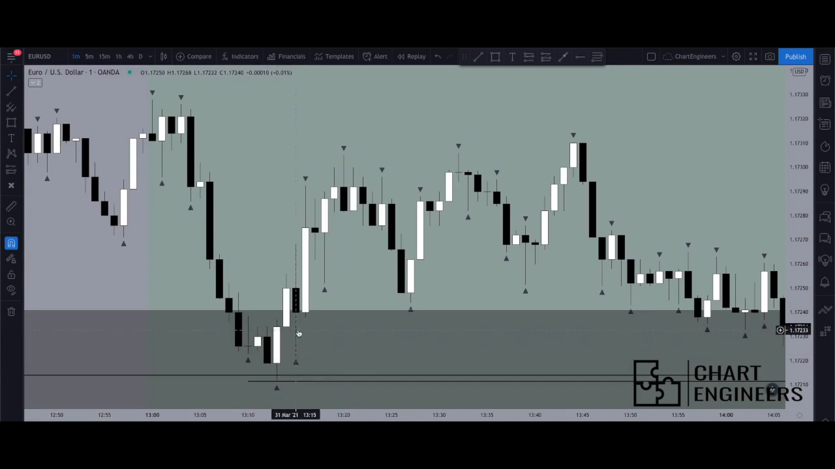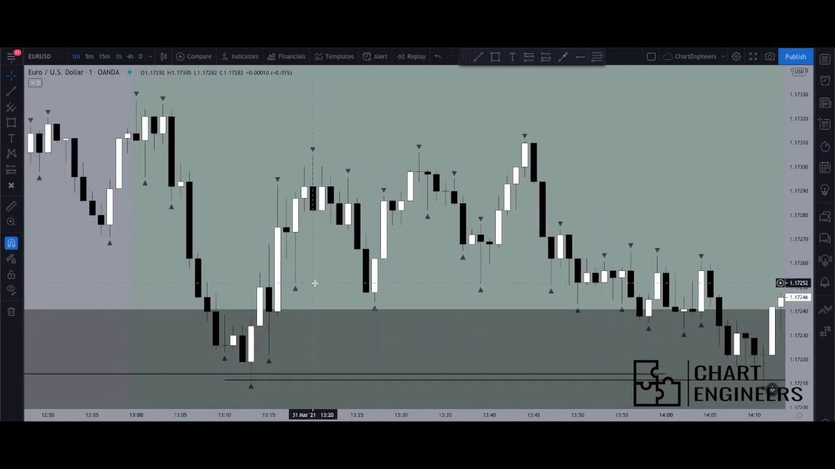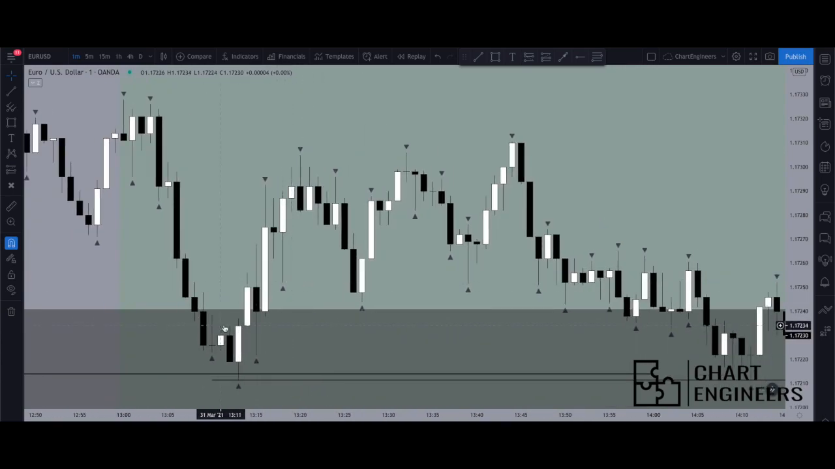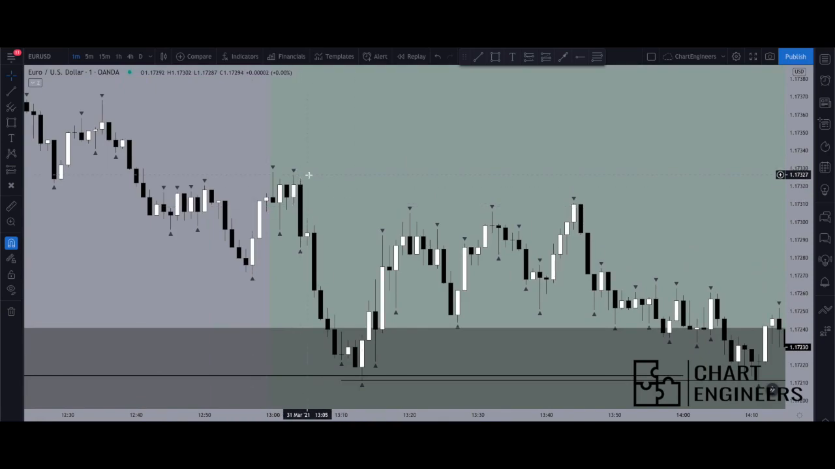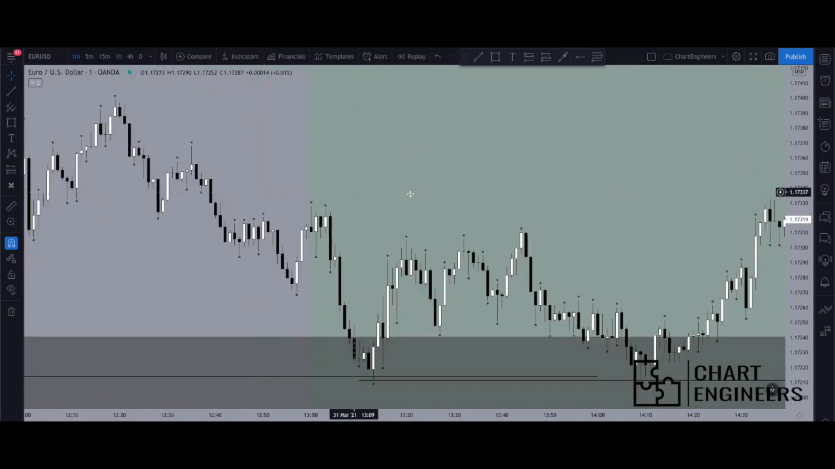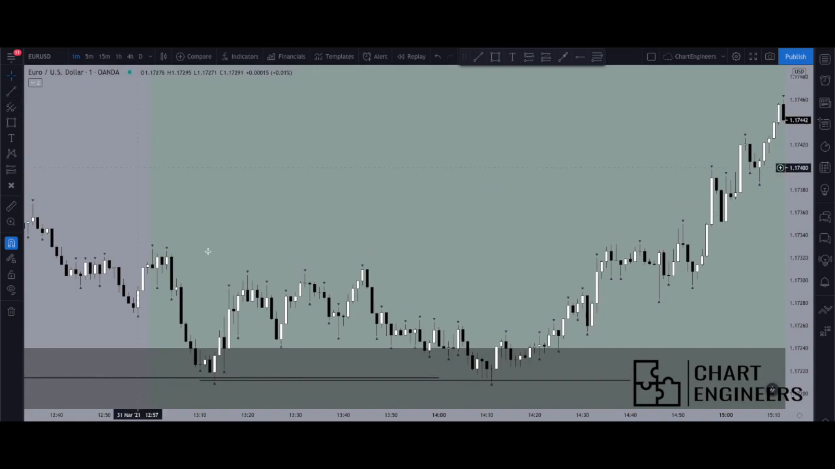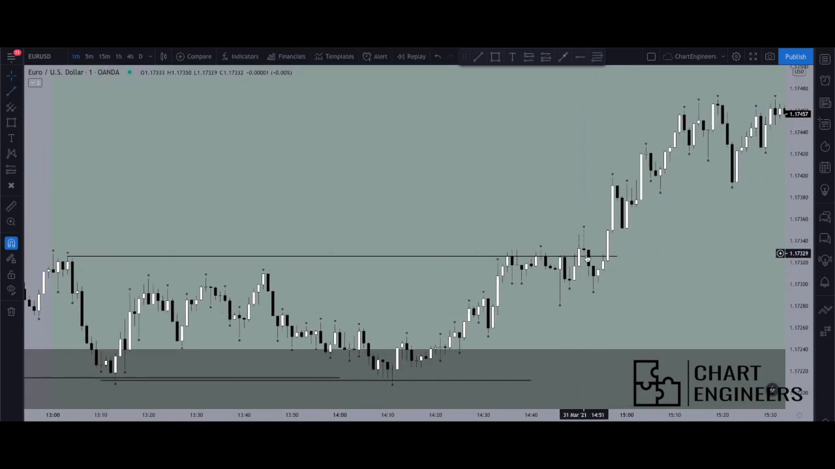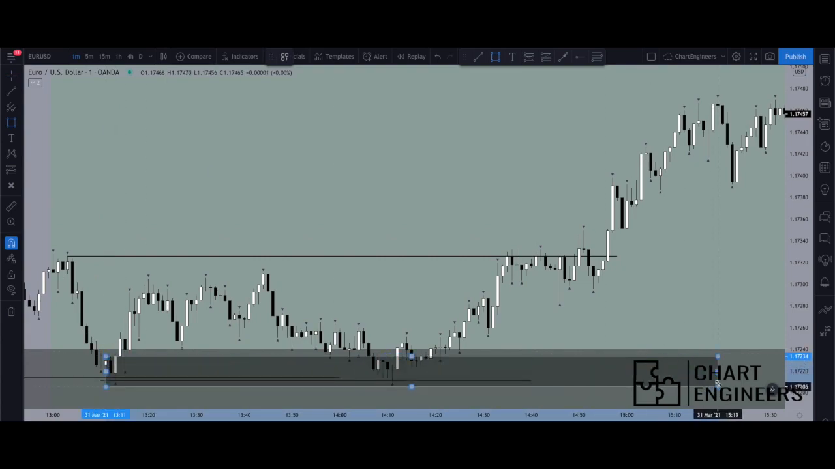So for the first raid, H1 and M5 raid, your breaker zone will start here, but your market structure break would be all the way here. So we would need that market structure break first, which comes all the way over here, and you see that price does not come back to the breaker zone.